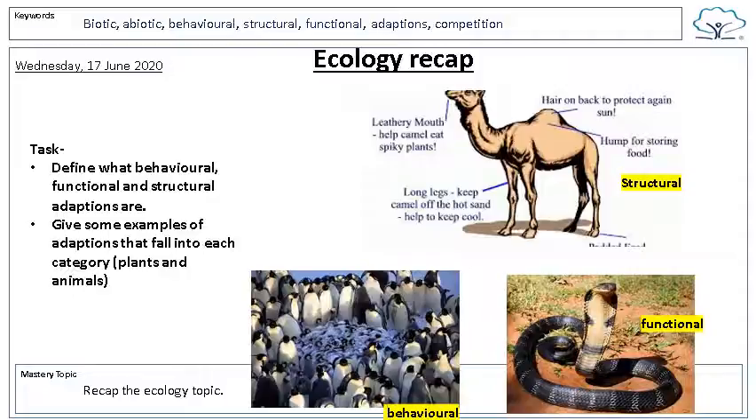Some more examples of functional. You just need to think about poisons. Photosynthesis within a plant is actually an example of a functional adaptation. Plants which give out sticky sap to trap insects, for example. And behavioural, you could have organisms that are nocturnal, meaning they hunt at night to avoid predators. You could have lizards, for example, that lay in the shade while it's warm. It's any behaviour which increases their chance of surviving.